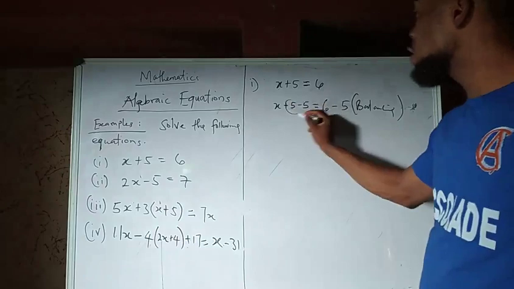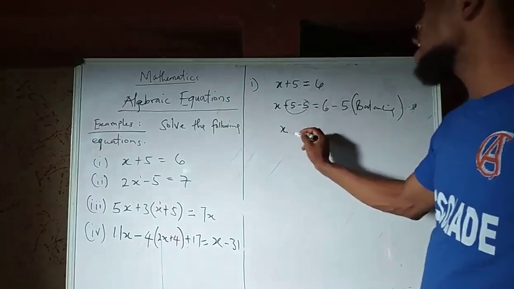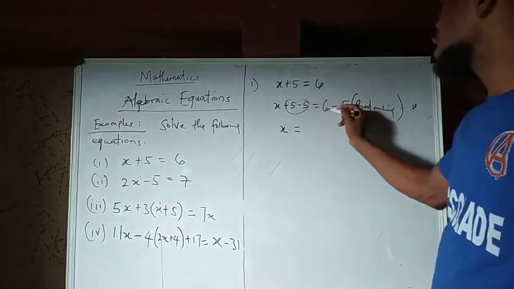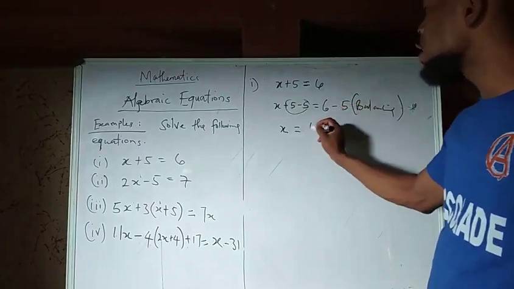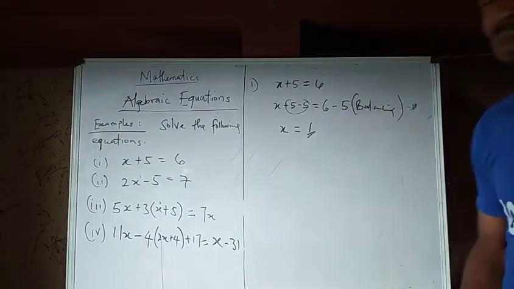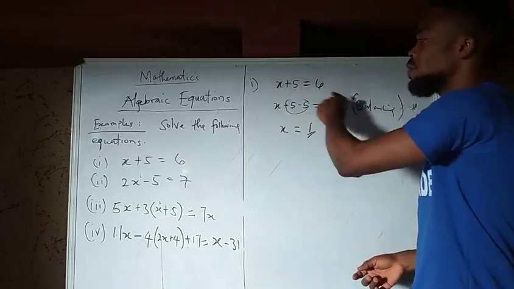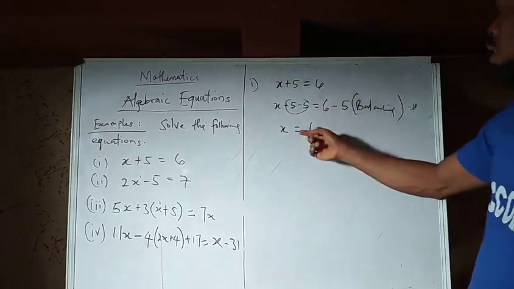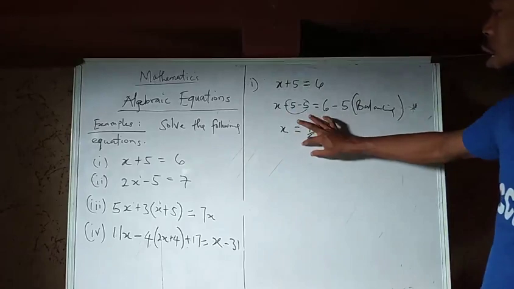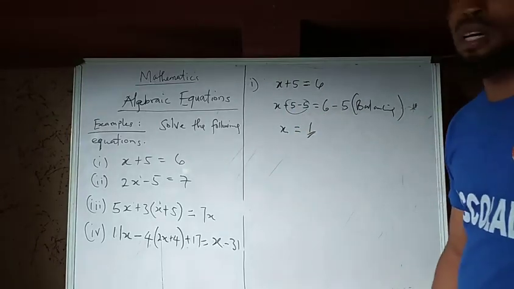So that means everything here is gone. We are left with x alone. And then on this other side, you have 6 minus 5. 6 minus 5 is simply 1. Now, if you had guessed that if you add 1 to 5, you get 6, you were correct. But this is how to actually show how the answer comes about.